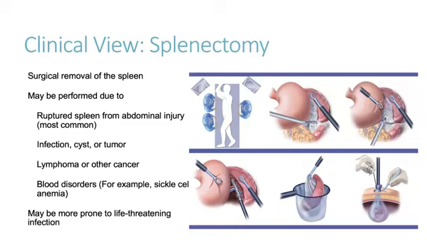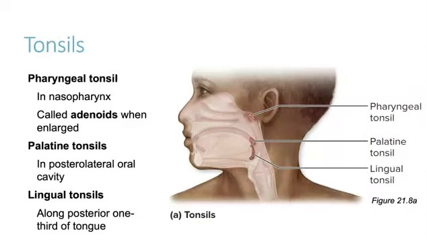And here's a clinical view on splenectomies. So this is when we surgically remove the spleen, and it could be due to a ruptured spleen from some type of abdominal injury, which is the most common reason for this. It could be due to some type of infection, a cyst or tumor, or lymphoma or another type of cancer. Sometimes blood disorders such as sickle cell anemia may also cause us to remove the spleen as well if it is hyperactive and we are having to destroy all of these abnormal red blood cells, and it may be more prone to life-threatening infections.